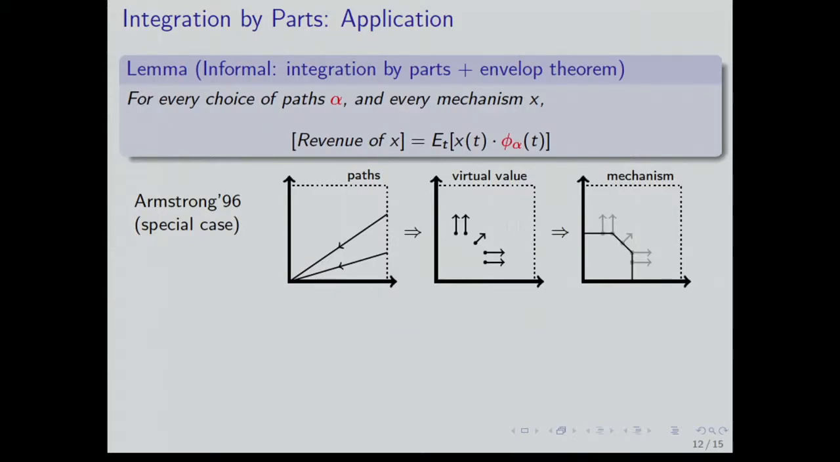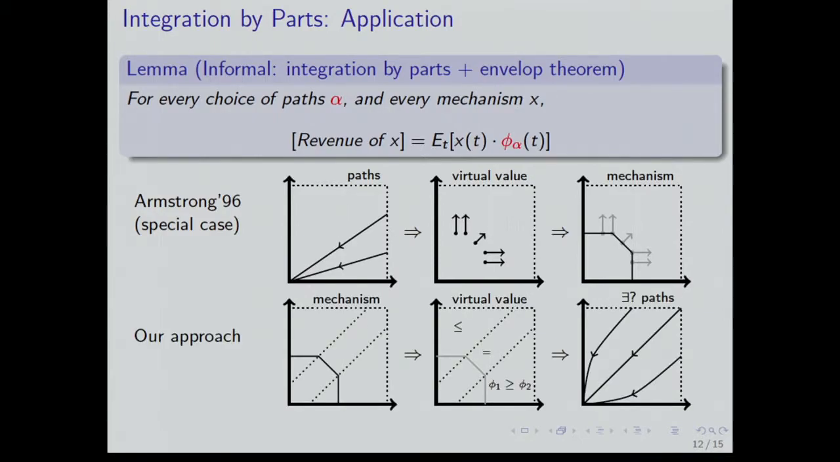So what we're going to do instead is that we're going to start with the mechanism and try to come up with the best choice of paths that prove the optimality of that mechanism. So we start with the mechanism, we look at its allocation, and then wonder, what kind of virtual value functions do I need to design that this mechanism pointwise optimizes? If I write down those conditions, then I can worry about the choice of paths that give me a virtual value function that does satisfy those conditions.